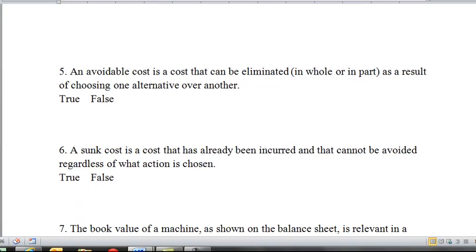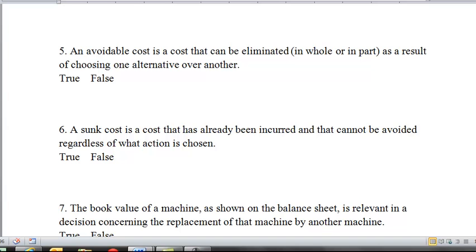5. Avoidable cost is a cost that can be eliminated in whole or in part as a result of choosing one alternative over another. And that is true, just as we said. So again, avoidable cost is where if you choose alternative B, that cost is eliminated. For example, if I choose to purchase my product versus making it, my variable cost will be eliminated and therefore avoidable if I purchase it. 6. A sunk cost is a cost that has already been incurred and that cannot be avoided regardless of what action is chosen. And this is true.